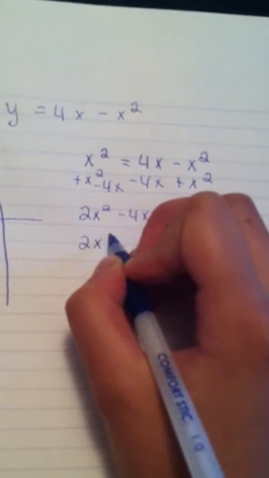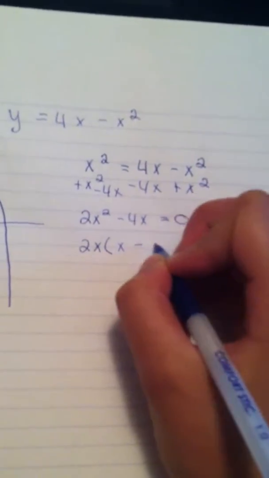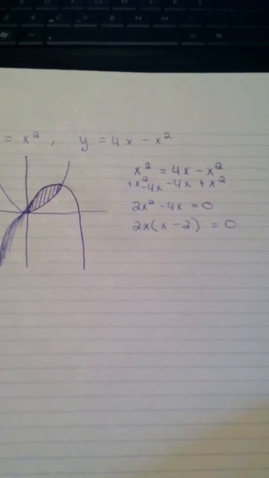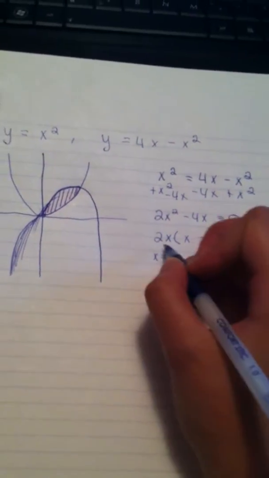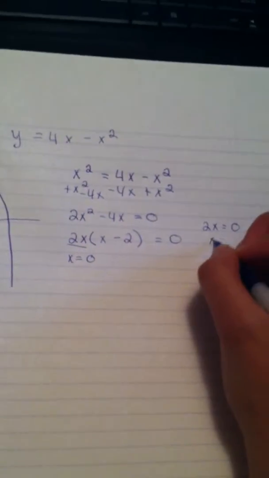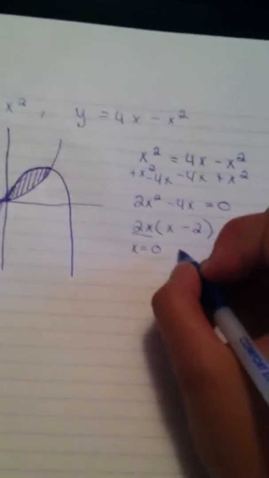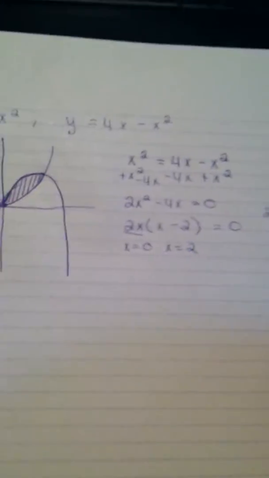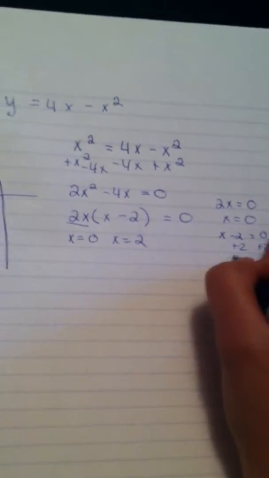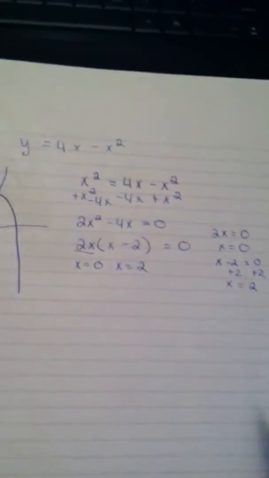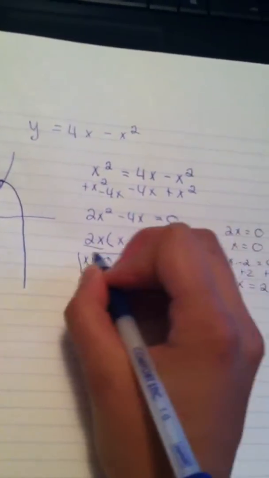Factoring out 2x, we now have 2x times x minus 2 equals 0. So we can see that these two functions intersect on the graph at x equals 0, because 2x equals 0 is x equals 0, and at x equals 2, because x minus 2 equals 0, add 2, x equals 2. So these are the 2 points in the graph that intersect.